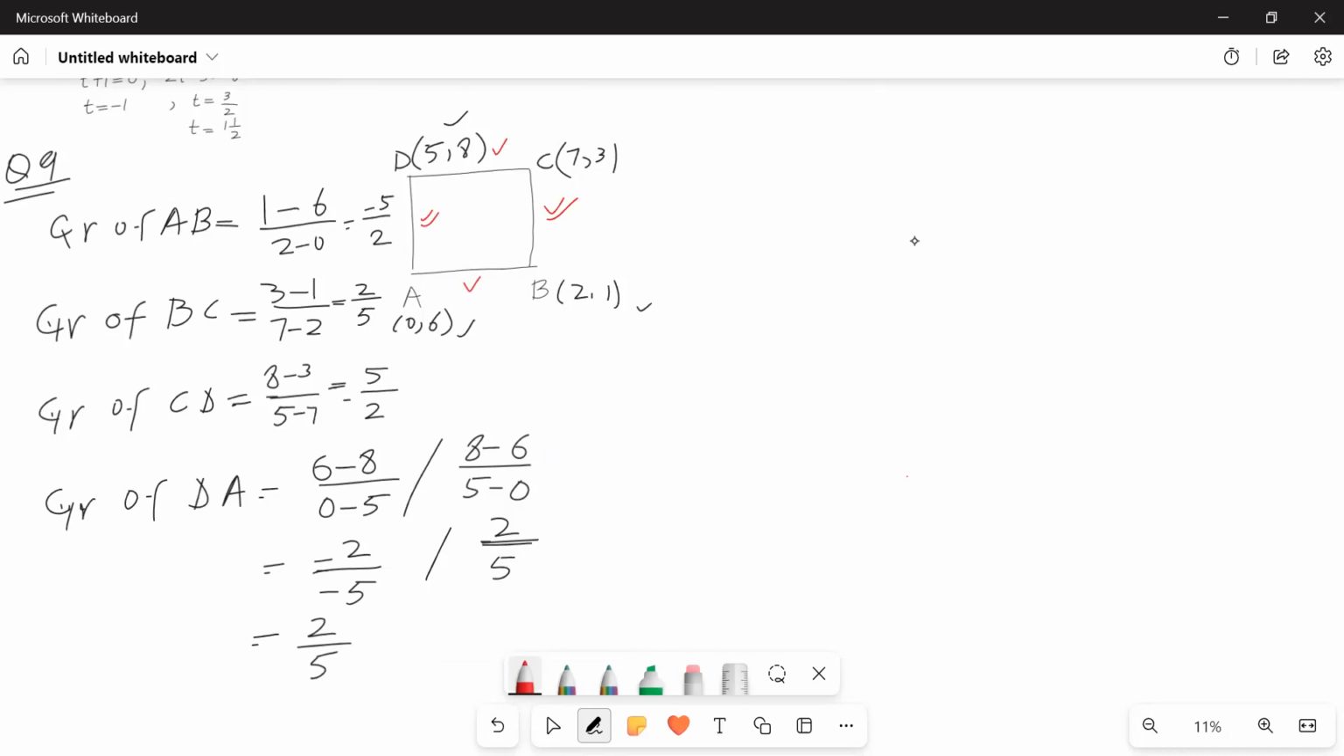So gradient of AB is minus 5/2 and gradient of DC is minus 5/2. It's the same. And gradient of CB is 2/5 and gradient of DA is also 2/5. So it means the gradients of opposite sides of the square are equal, right? Got it?